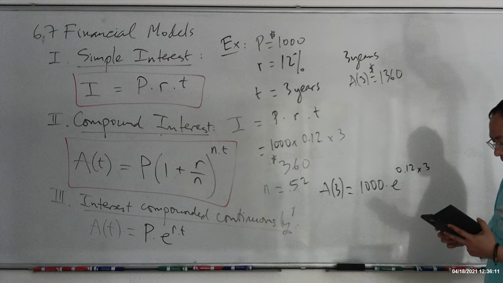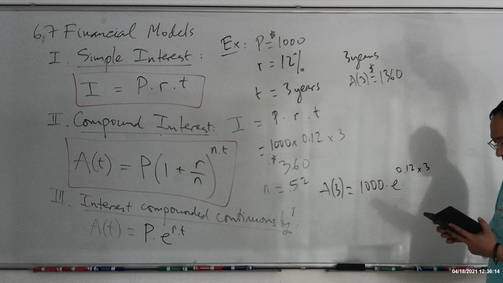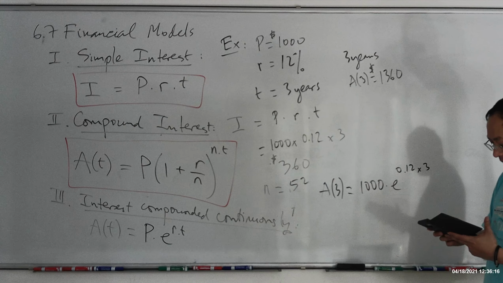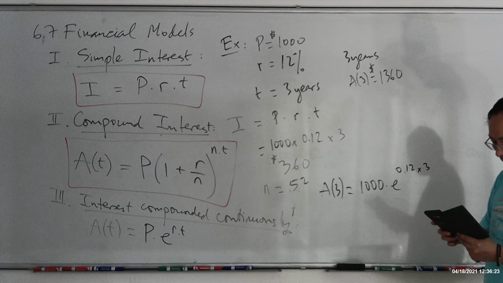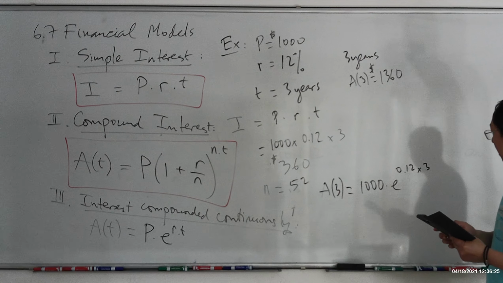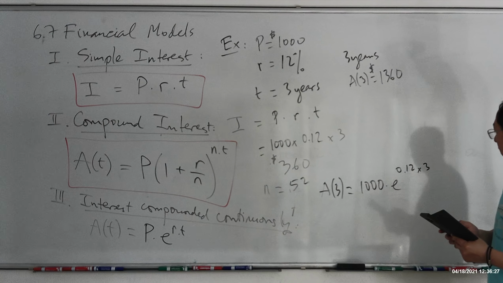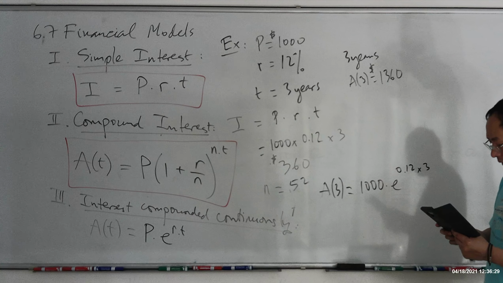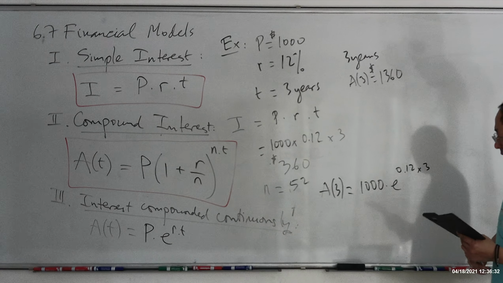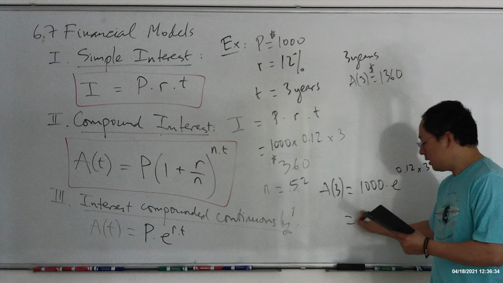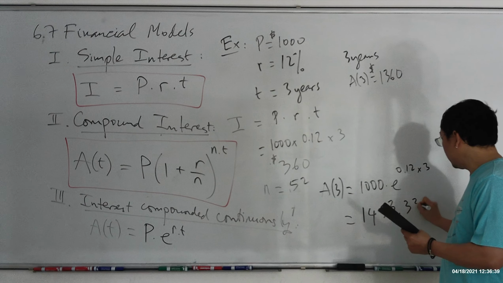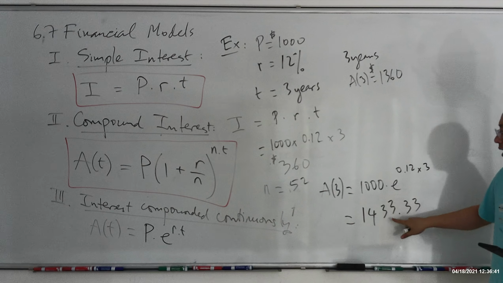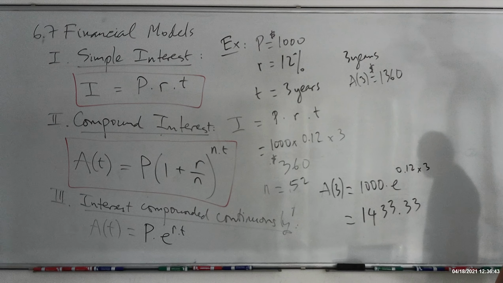1,000 times, where's my e, my calculator? Oh, e is right here. So second ln, e to the power of 0.12 times 3, which is 0.36. The answer is $1,433.33. So before it was $1,432, now $1,433. So you gain about $1 more.